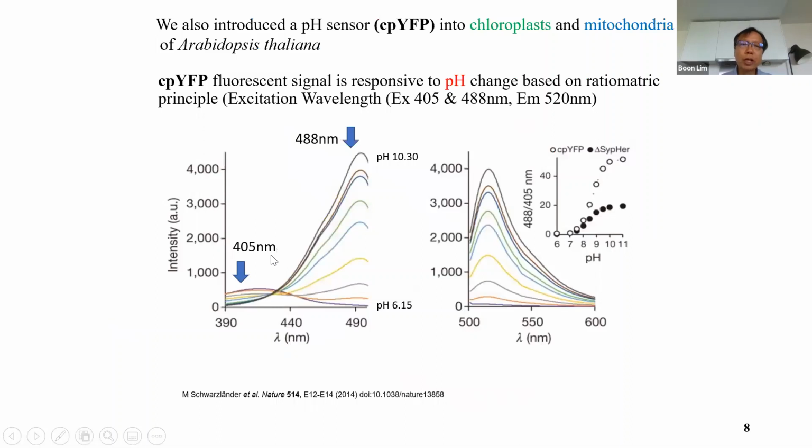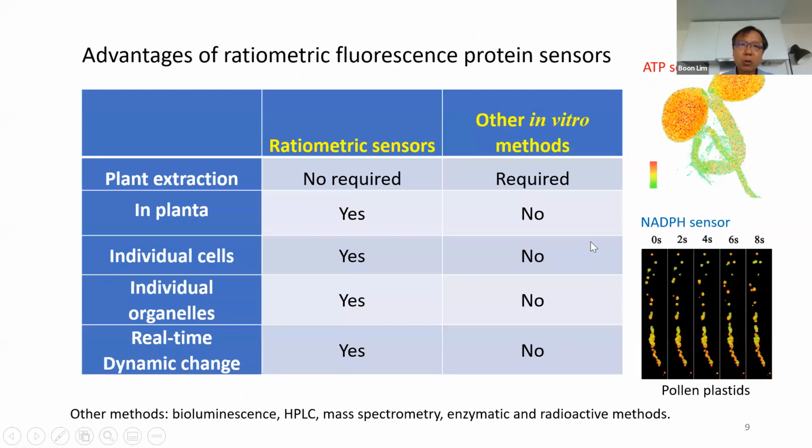And we also introduced another pH sensor called cpYFP. This one can be excited at 405 and 488 and emitted at 520. And then we can look at the ratio of the emission by these two excitation wavelengths. And we can see that its ratio also follows the pH change. So we can use this as a pH sensor. The advantage of using this ratiometric fluorescent protein sensor is that we do not need to carry out plant extraction. The measurement is in planta.